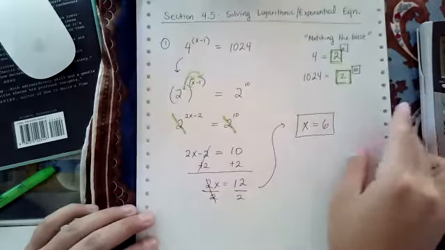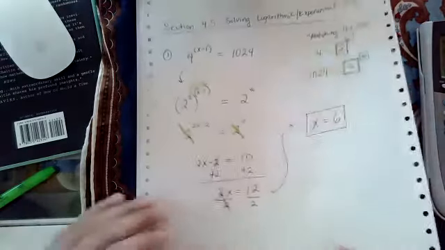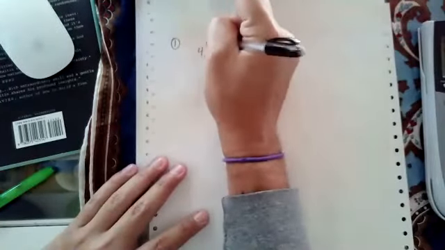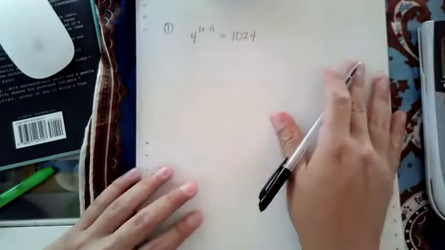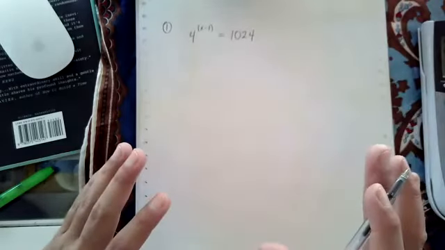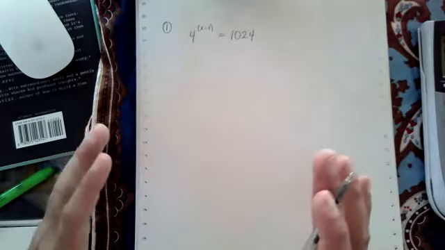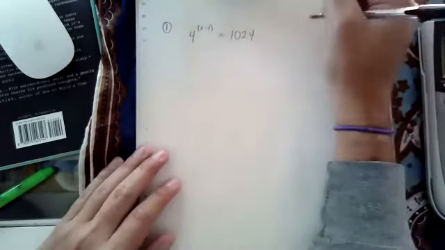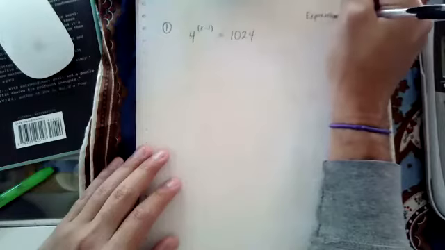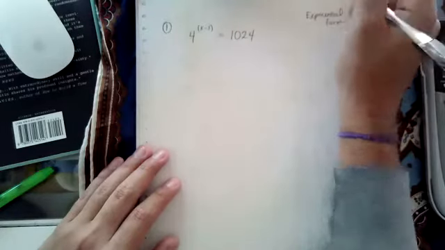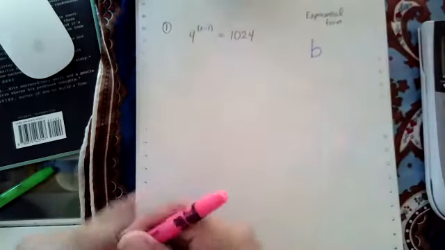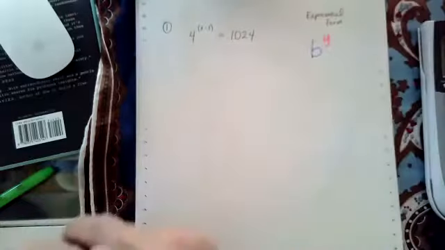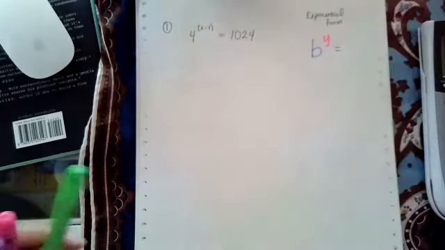So let's run through this problem again. Same problem, just going to solve it in a different way. So that was 4 raised to the x minus 1 is equal to 1024. So if you were, fresh out of last class, Monday's class, and you remember we were going from exponential form, which looked like this, b raised to some exponent is equal to some output.